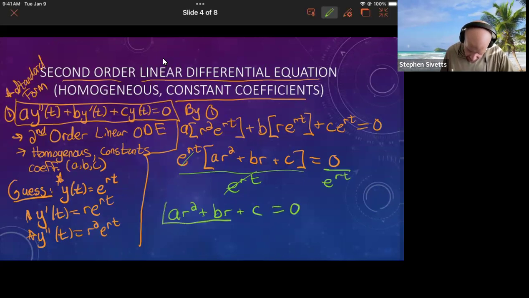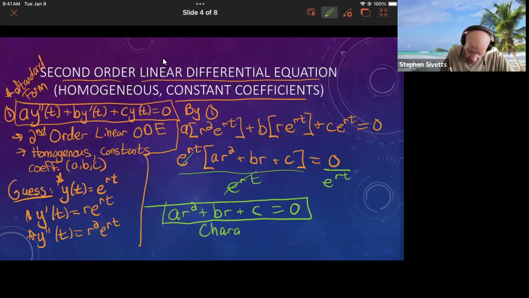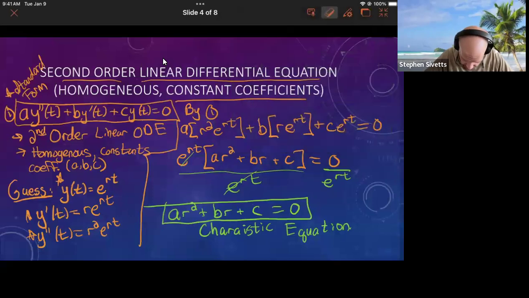This is the key to solving what the general solutions for a second order differential equation would look like. This is what's called the characteristic equation, not to be confused with the characteristic equation in linear algebra that deals with eigenvalues and all that good stuff.